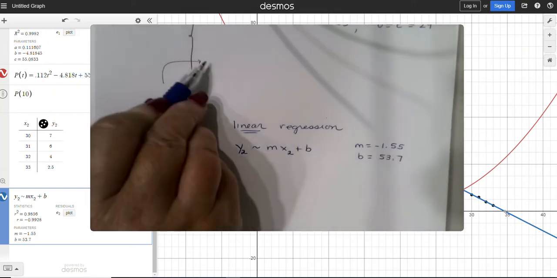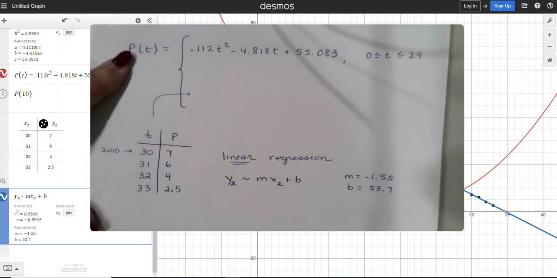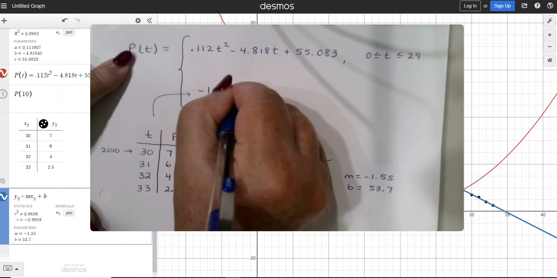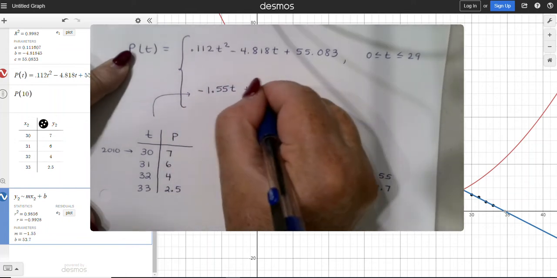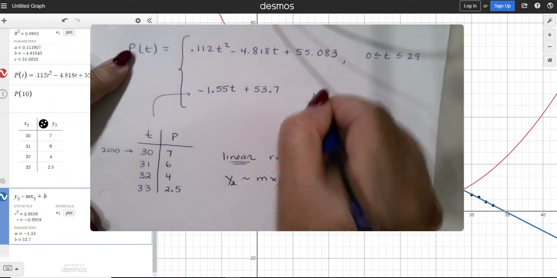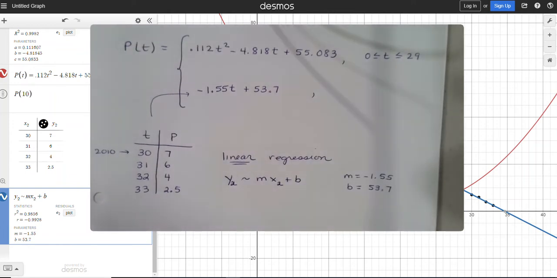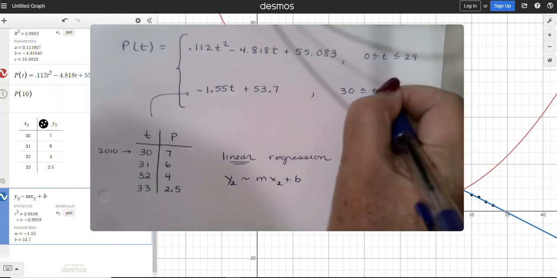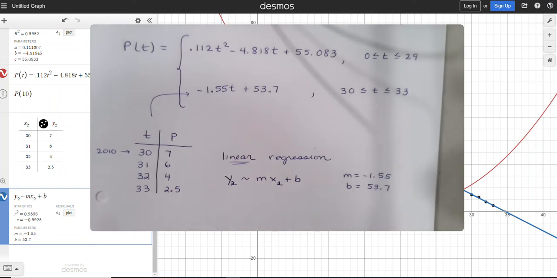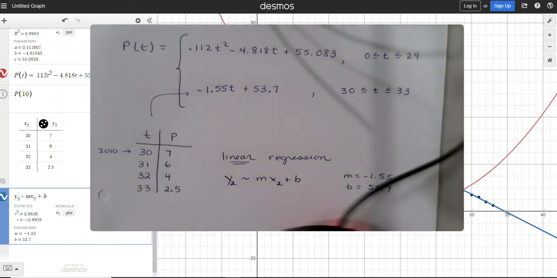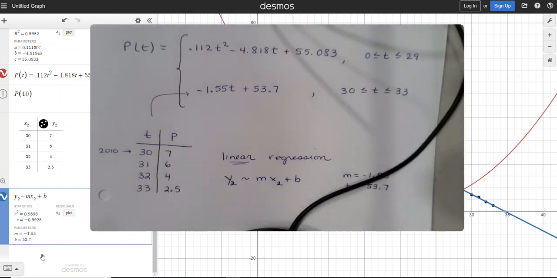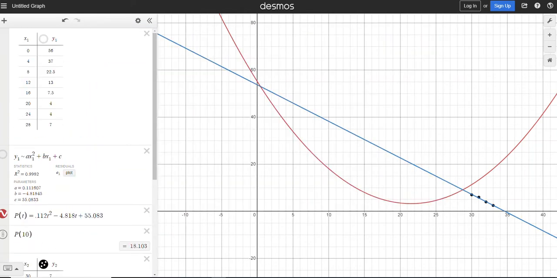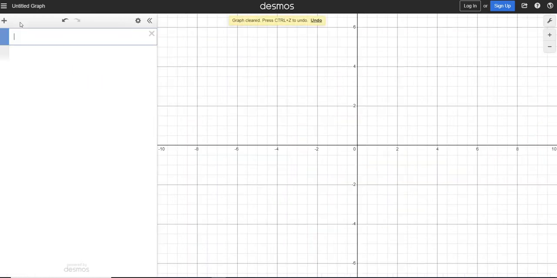So, putting this into my notation, my p of t will be negative 1.55 t plus 53.7. And that should be, again, for the t values, just from 30 to 33. If I want to put all of that together and see it in a graph to see if the shape resembles the graph on page 110 of your course pack, I'm going to get rid of all this mess and I'm just going to start fresh making a graph.